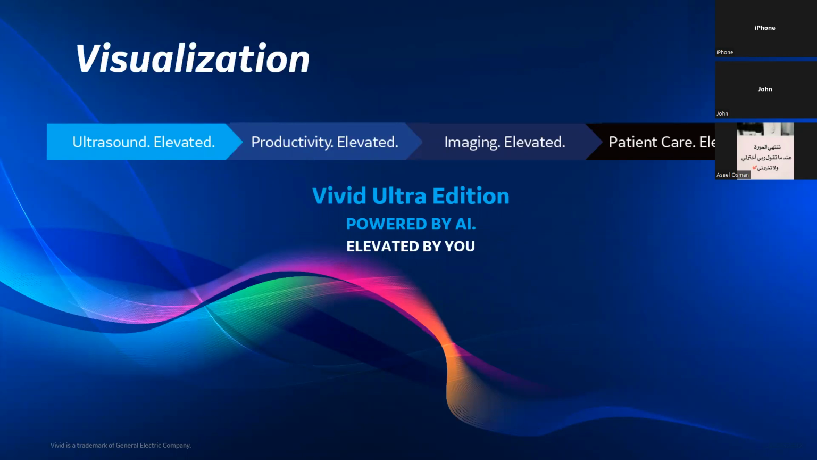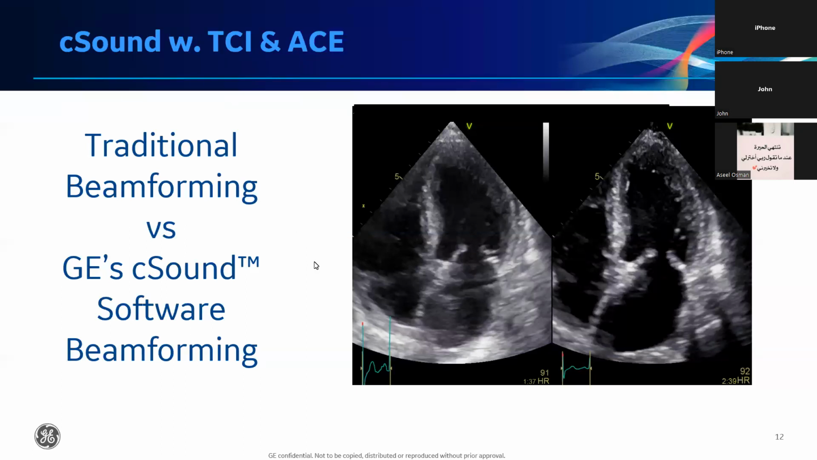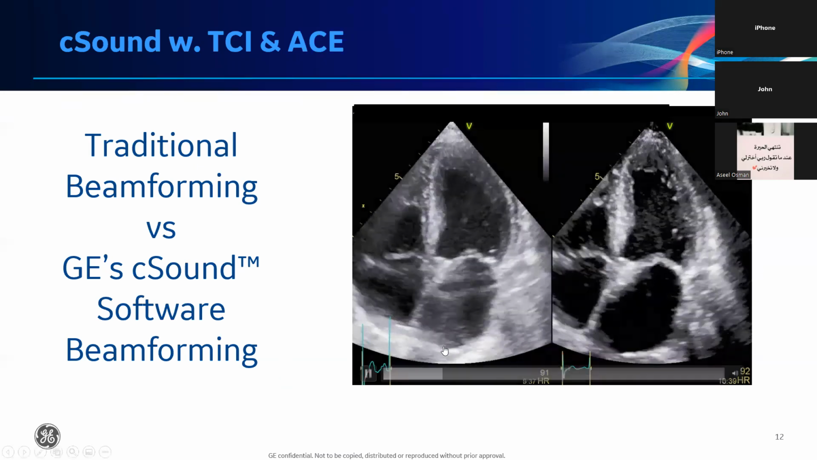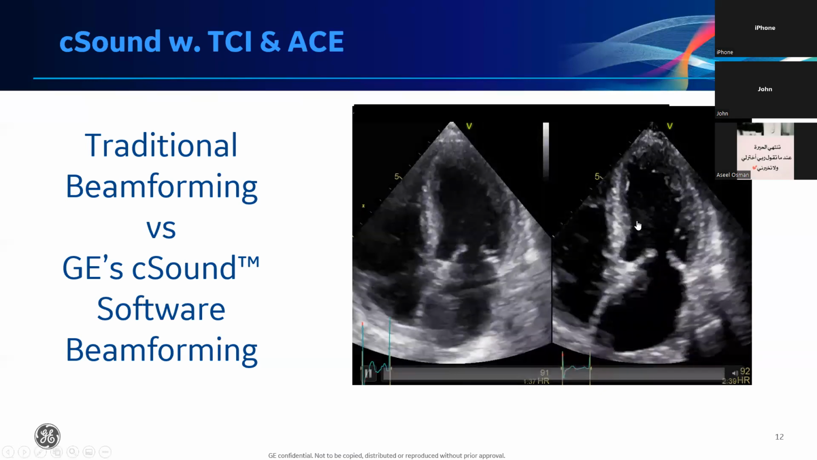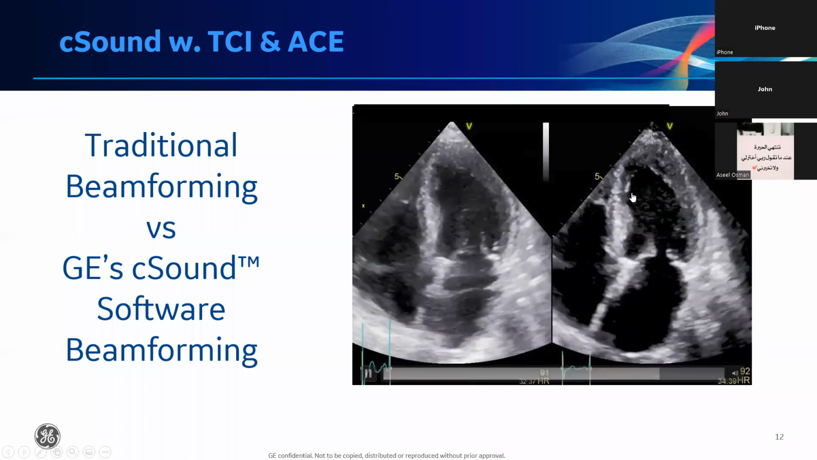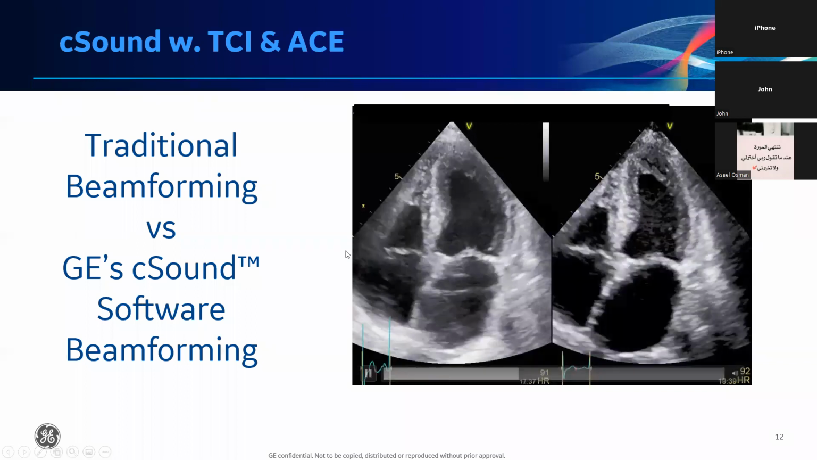So in terms of visualization, image quality for echo is very important. It's very important to have the right anatomical resolution for the structures at hand. In terms of visualization, we have a technology called C-Sound with true confocal imaging and adaptive contrast enhancement. These technologies bring us the best resolution, both for normal 2D as well as 3D. You can see the resolution because of the C-Sound software-based beamformer, as well as the true confocal imaging.